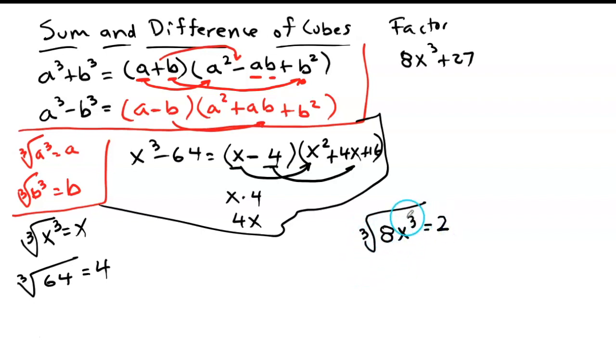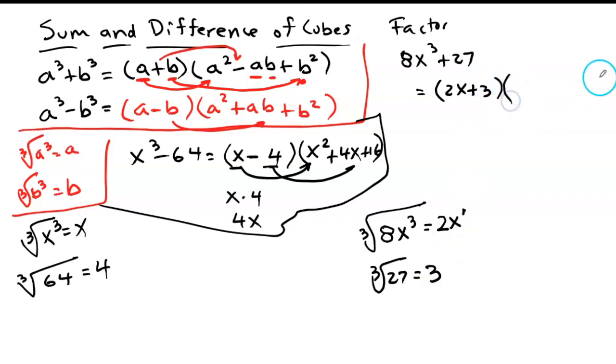Cube root of x cubed, remember you divide this exponent by the index, so 3 divided by 3 is 1. So the cube root of this is 2x. Here we go. That's my first parenthesis. 2x plus the cube root of 27, which is 3. And now I have my first parenthesis. Let's get the second one. The second one, here comes the trick. It's the first one to the second power. But the first one is 2x to the second power. You have to raise to the second both.